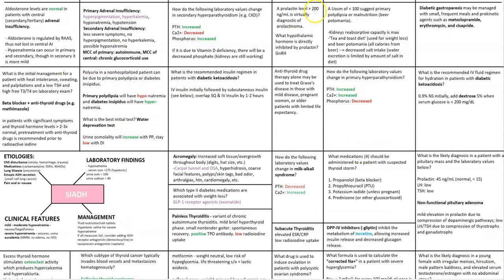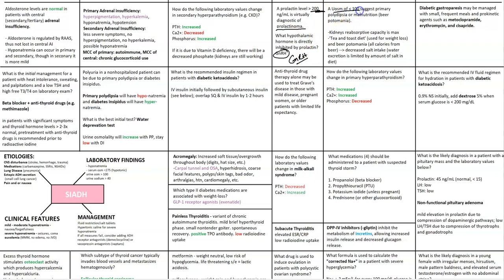A prolactin level of 200 or greater than 200 is virtually diagnostic for prolactinoma. What hormone is directly inhibited by prolactin? That would be GnRH. So GnRH is directly inhibited. This is also very high yield.